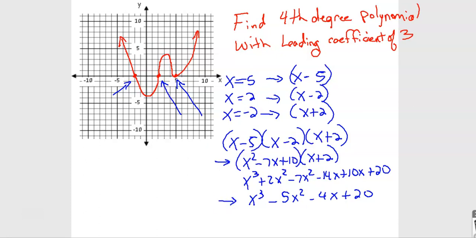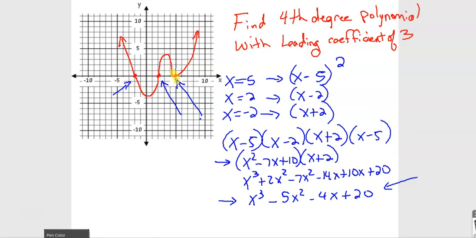Now that's not the final answer, because notice the instructions say find a 4th degree polynomial, but I only got a 3rd degree. Something I want to point out: this x minus 5 right here is actually being repeated twice. And you're like, well, how do you know that? We're going to get to that in a minute, but I know it's going to be repeated twice. So there's actually another x minus 5.